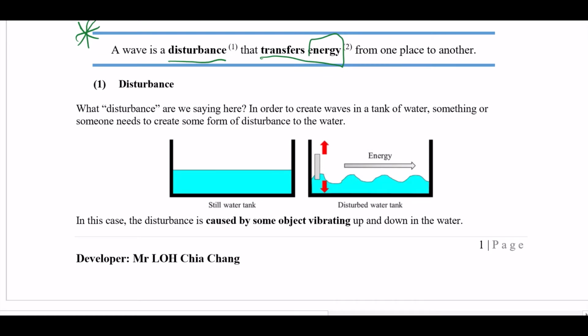So what does it mean by disturbance? As I was saying just now, in order to create waves in a tank of water, for example, you need to have an object that creates a disturbance. Over here what we have is a dipper. This thing is called a dipper. It constantly moves up and down, up and down, and it creates a water wave in this tank of water. So in this case, the disturbance is caused by some object vibrating up and down in the water. It could be due to anything that disturbs the water, that causes a disturbance.